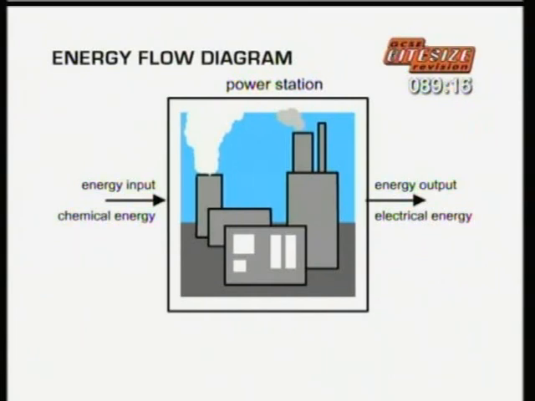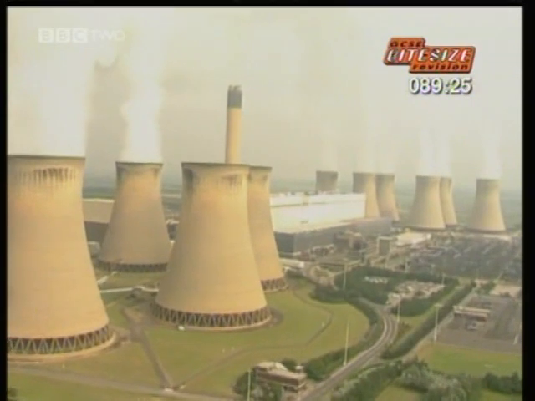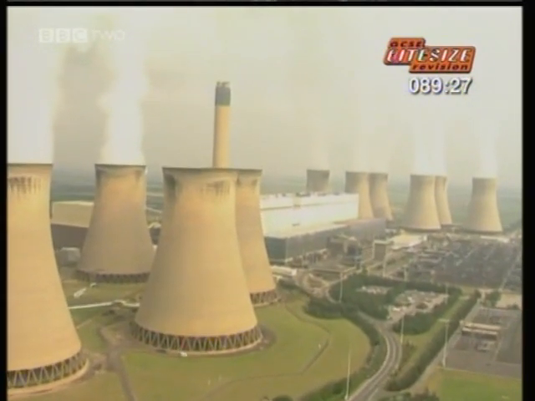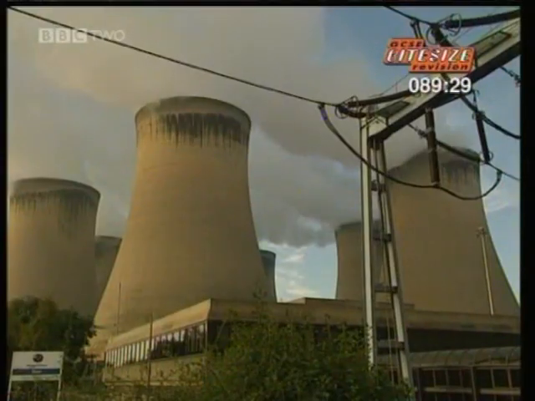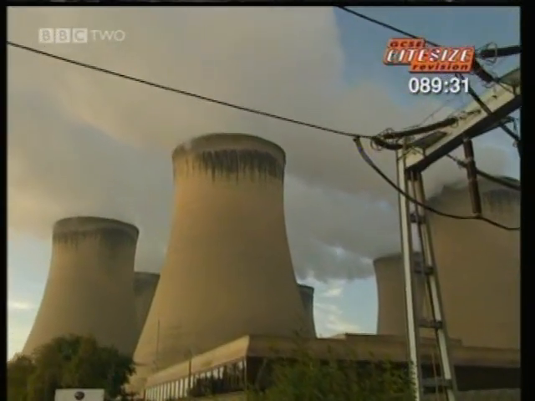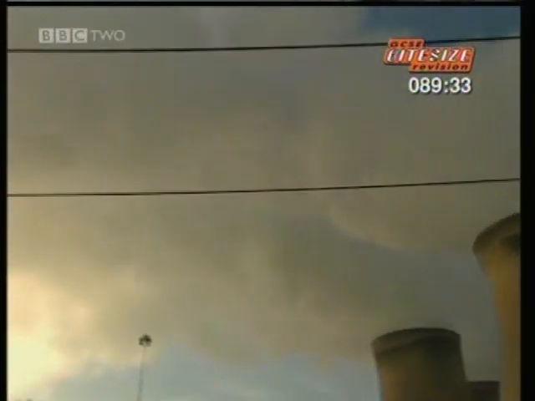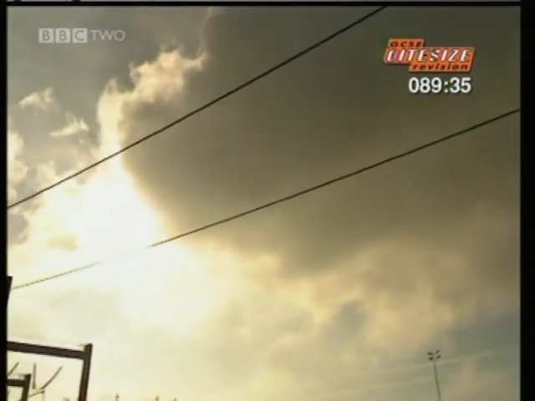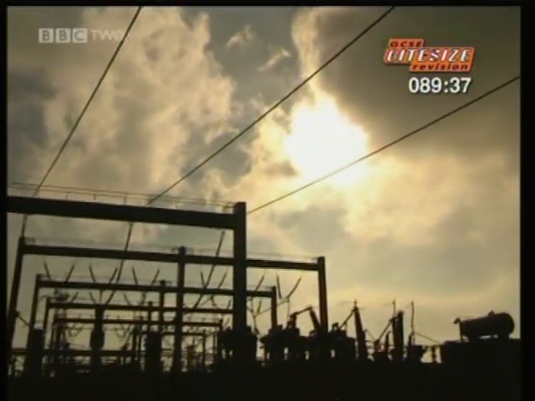Let's go back to the power station and see how good it is at converting energy from one form to another. Our main use of coal is to burn it in power stations like this one, Drax in North Yorkshire. The energy in the coal is used to generate electricity. The electricity is delivered to where it's needed along a grid of cables.